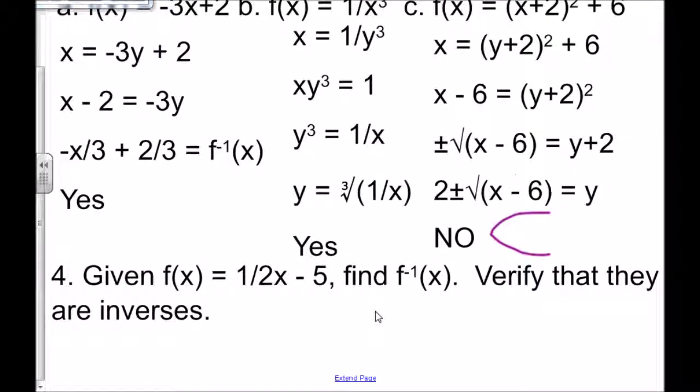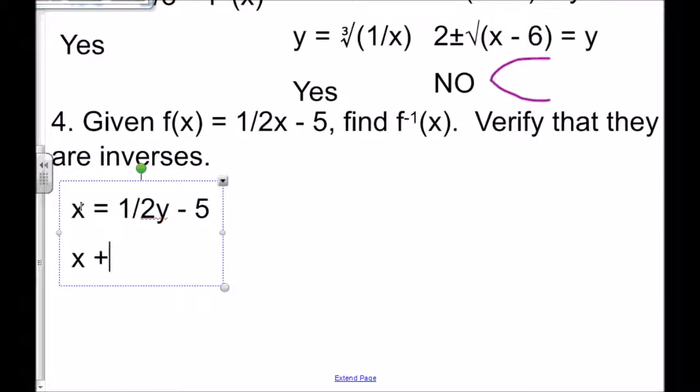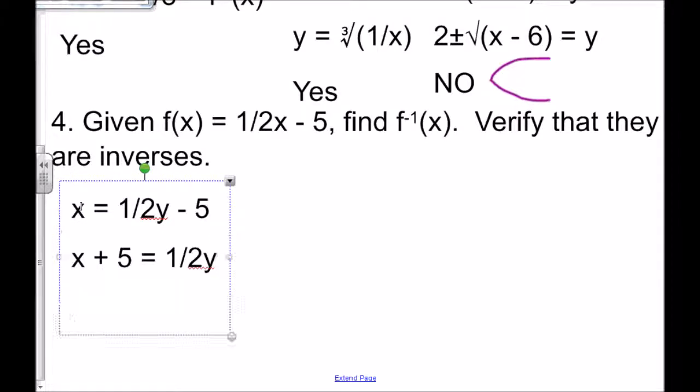Last thing is verifying, and yes, if I say verify that they are inverses, you do have to do this. So, first we're finding the inverse. X equals 1/2 y minus 5. Add 5 to both sides. X plus 5 equals 1/2 y. And then you can think of the next step as multiplying by 2 or dividing by 1/2, but they do the same thing. So 2x plus 10 equals y. So that's our f inverse.